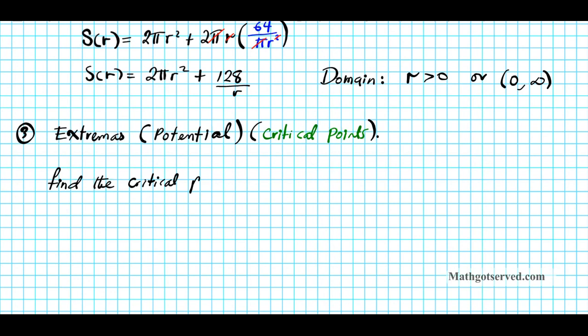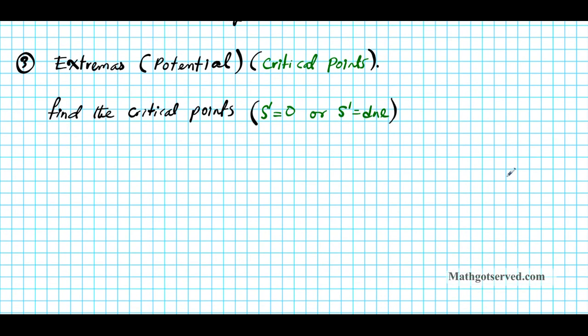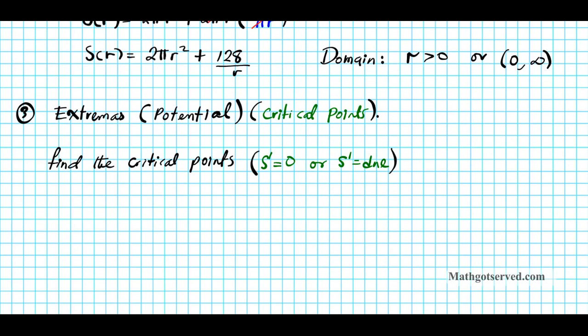Now, what are the critical points? The critical points are where f prime, well, in this problem we're dealing with s, right? So let's call it s. In this case, critical points are where s prime is equal to 0 or s prime does not exist. Okay? So those are the values of r that we're going to be looking for in this part of the problem. So let's rewrite the function under consideration. We have s of r is equal to 2 pi r squared plus 128 over r.